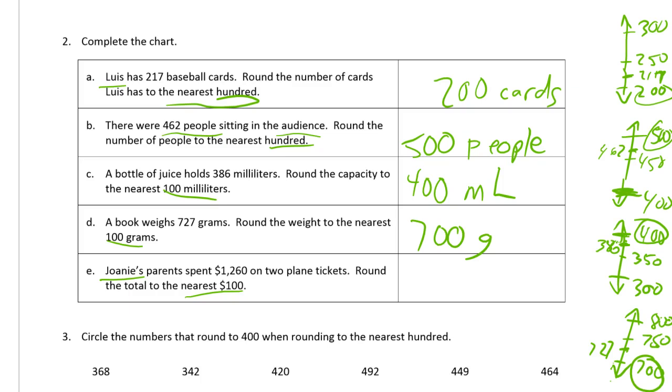And Joni's parents spent $1,260 on two plane tickets. Round the total to the nearest 100. You may want to use an HTO chart for this one, just because you're in the thousands now. It might help. Sometimes when you get a number that big, it looks like a salad of numbers and doesn't even look like a number anymore. If that's happening to you, make an HTO chart. It helps you focus on the digits and not on how big the number is.